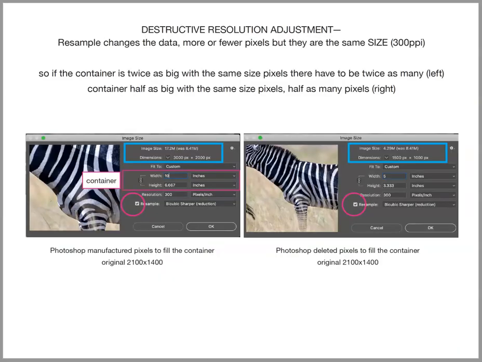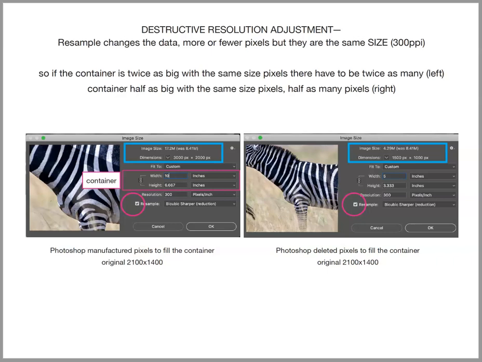Destructive resolution is where you're changing the data. You're changing that information and changing the pixel information. Photoshop is the one that will decide what kind of data it's going to be. So if we look at this same illustration with the zebra, the resample button is the one that you click to say, Photoshop, change the data. Resample equals change the data.